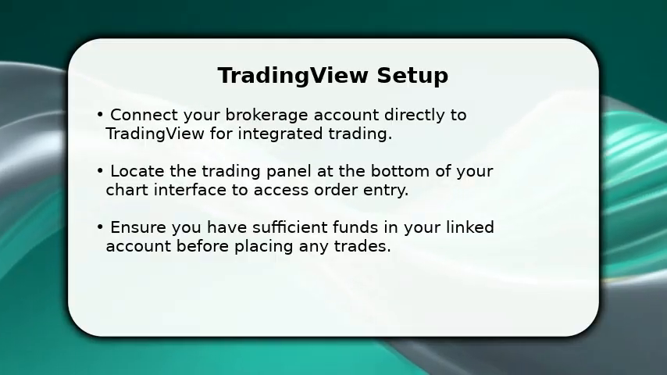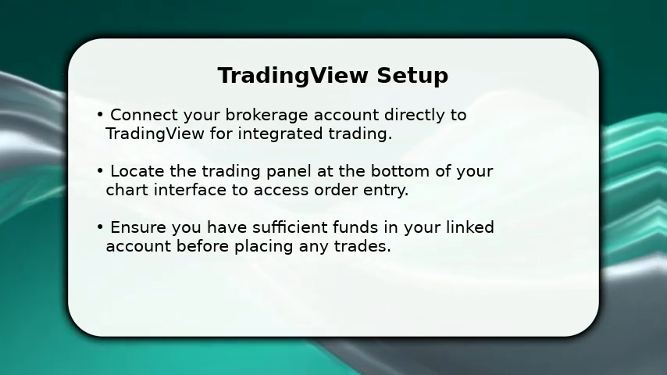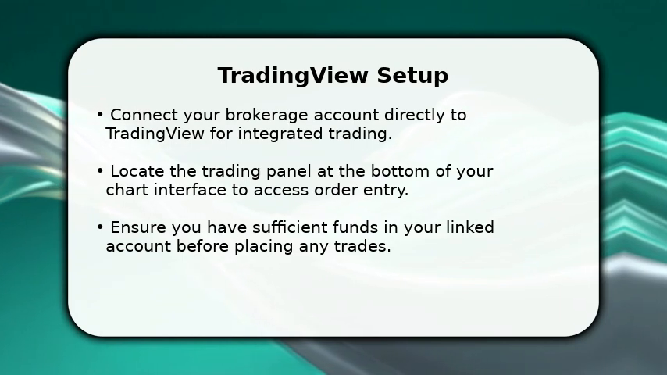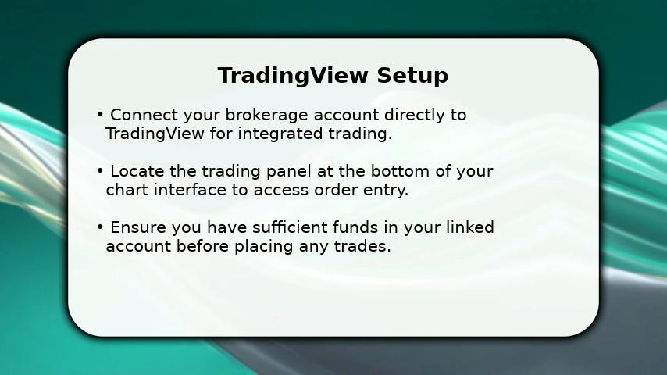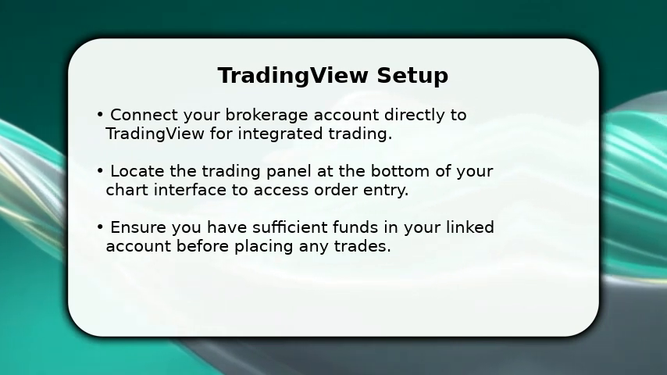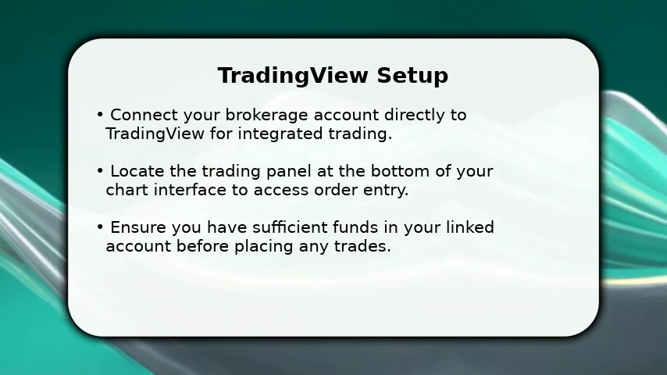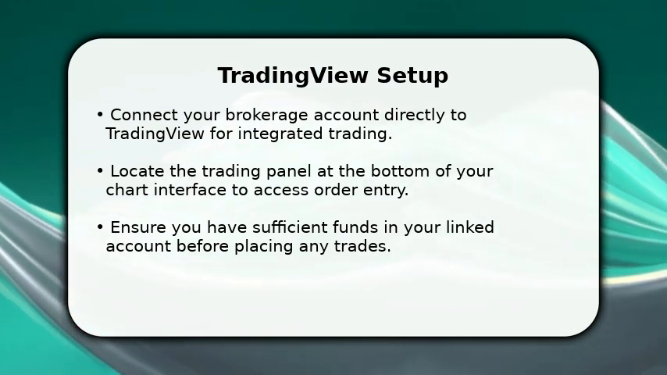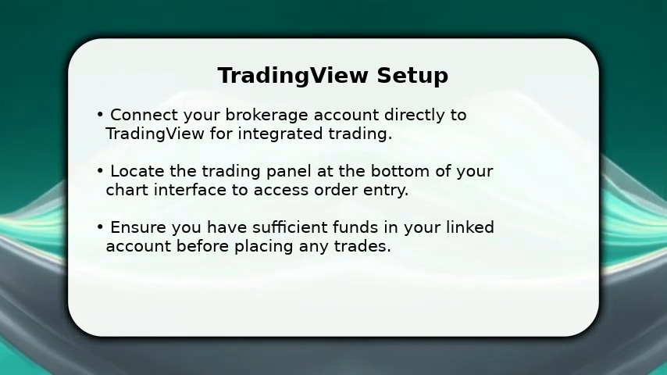In this video, I will explain how to buy and trade in TradingView. First, you need to connect your brokerage account. Look for the trading panel, typically at the bottom of your chart, to get started. This panel is your gateway to placing orders. Make sure your account has enough funds, perhaps a minimum of $100, to execute your desired trades smoothly. This initial setup is crucial for a seamless trading experience.